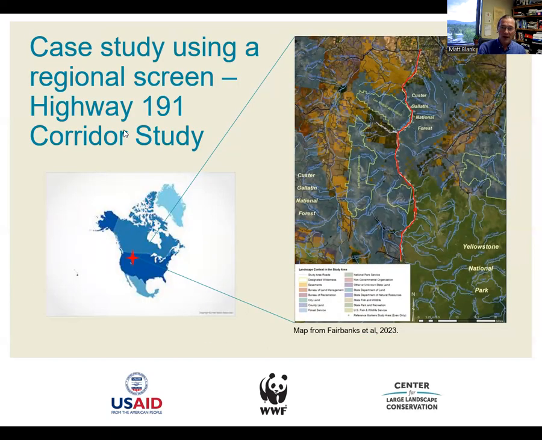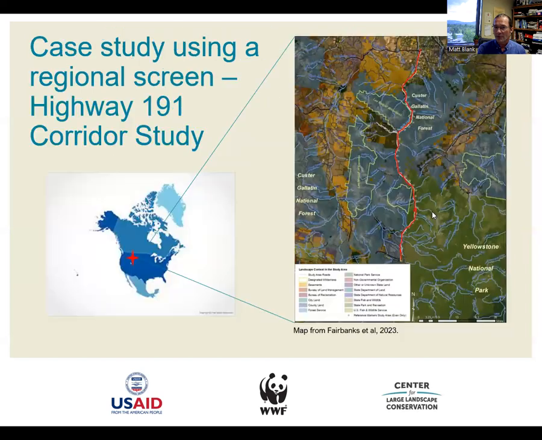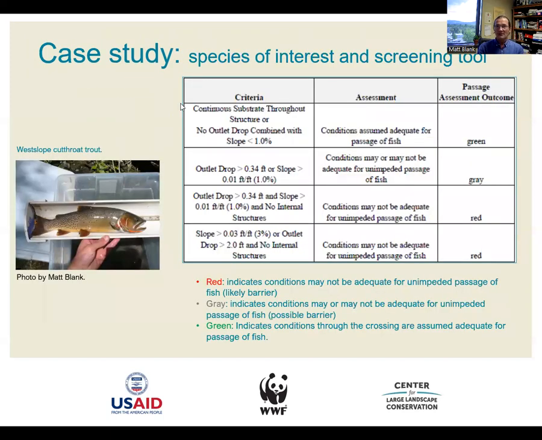So step back here real quick. This is the process that we used. I'm going to work through that process and the aquatic portion only, obviously, of how we assessed it. We first chose a species of interest. And in this corridor, one of the more important native species is cutthroat trout. And so that's the species we chose to represent the species of interest.